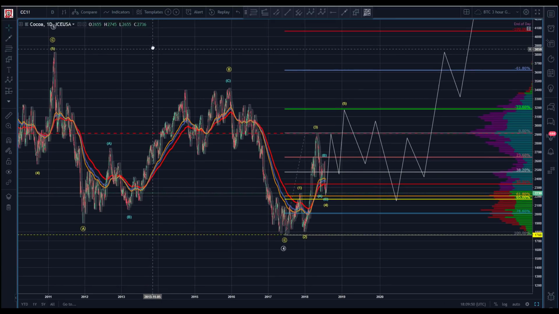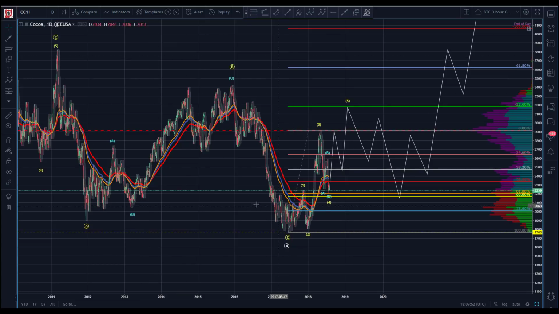If we do, this count is invalidated. But as it sits right here, that's perfectly viable as I'm sitting here recording this. What are we, 2238? Perfectly viable. We sit here right at this wave 1 pivot, and we're holding the 618.